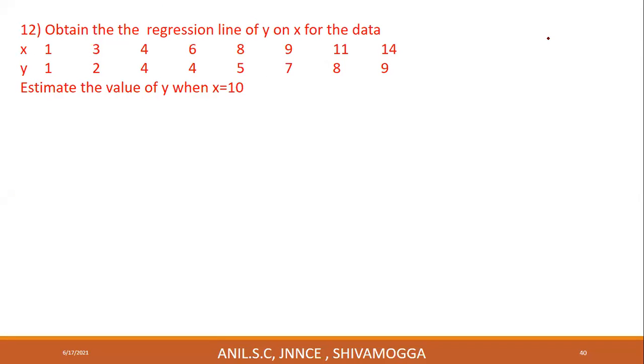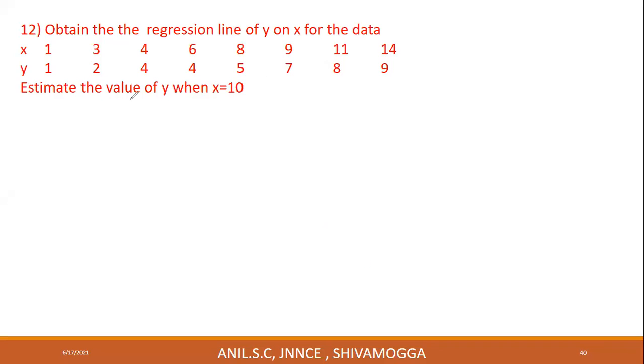Next, obtain the regression line of y on x for the data. Directly the regression line is required. Therefore, this is type 2. The regression line is required without finding R. Therefore, this is a type 2 problem. Obtain the regression line of y on x. Estimate the value of y when x is equal to 10.